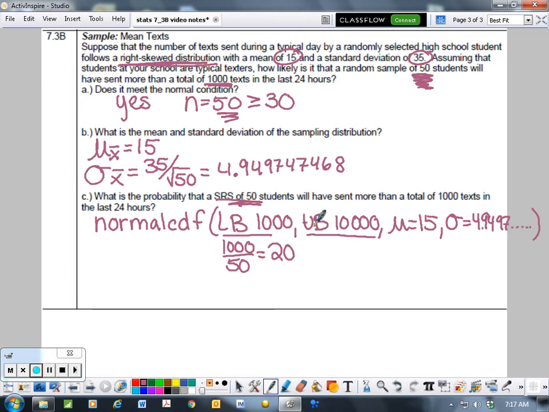And so then our upper bound is going to be something ridiculously high, so our upper bound will be 100. That makes way more sense. See what happens when I rush through things and don't totally think about them. So lower bound of 20, upper bound of 100, mean of 15, standard deviation of, I'm going to go ahead and just type 35 divided by the square root of 50. And we get 0.1562. So about a 15% chance.